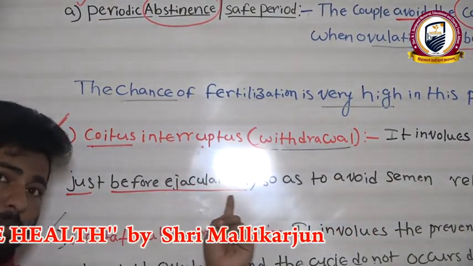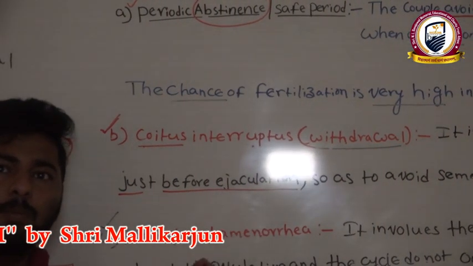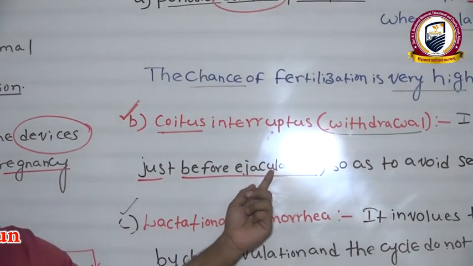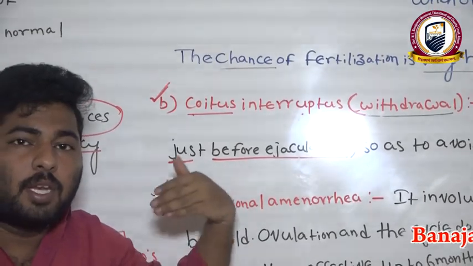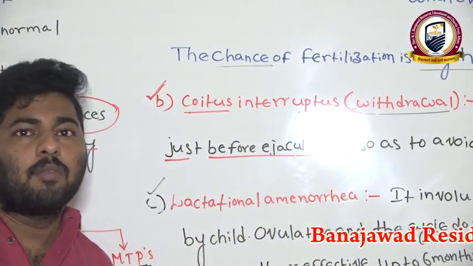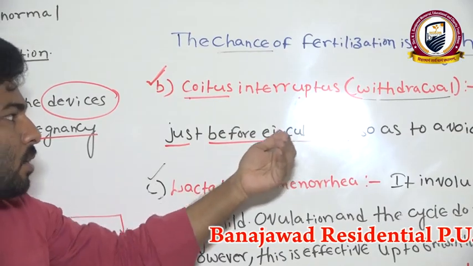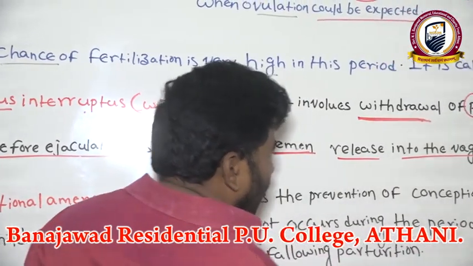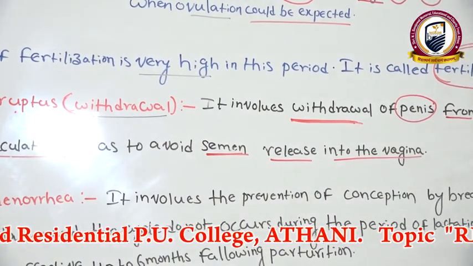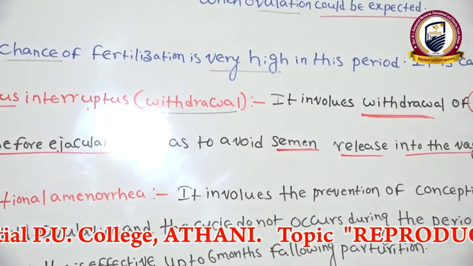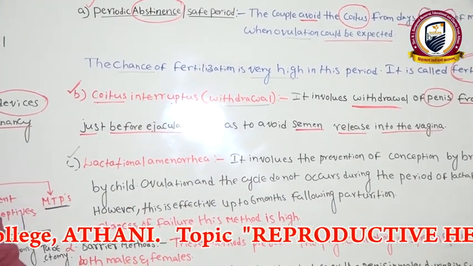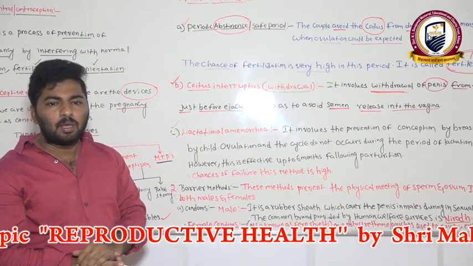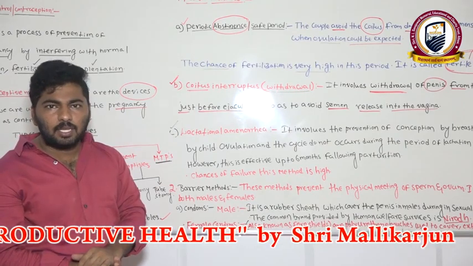What is the meaning of just before ejaculation? It means just before releasing the sperms into the vagina. We need to remove the penis from the vagina of the female so as to avoid the semen release into the vagina. Then obviously we can prevent pregnancy. If the sperms are not released into the vagina, there is no chance of pregnancy. Even if eggs are waiting in the fallopian tube, the sperms are not available for meeting, so there is no chance of pregnancy.